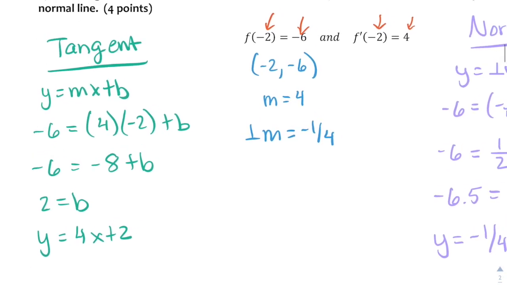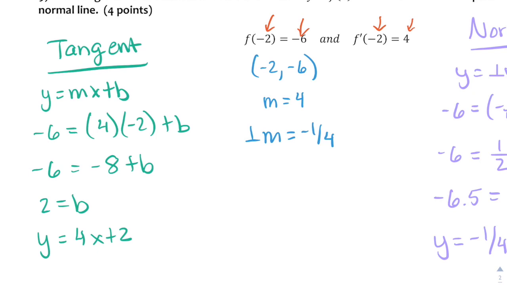So I chose to use slope-intercept form. You can use whatever form you want if point-slope makes more sense. But I'm going to substitute in my x, my y, and my m to solve for my b. After some algebra, I get b is 2. So my tangent line has the equation y equals 4x plus 2.